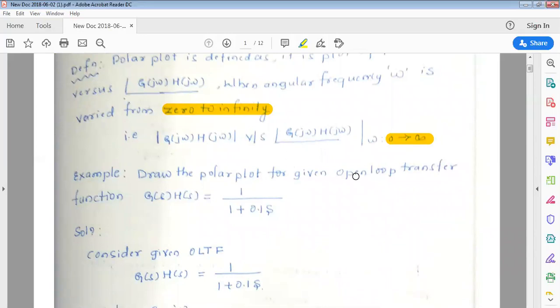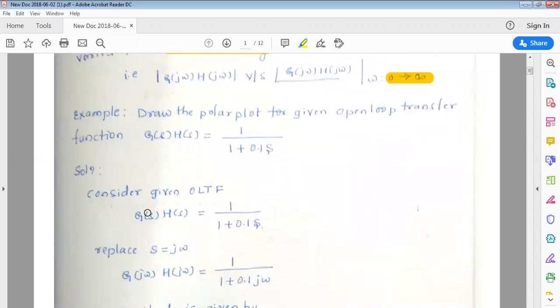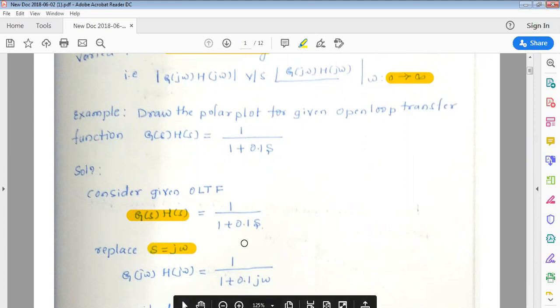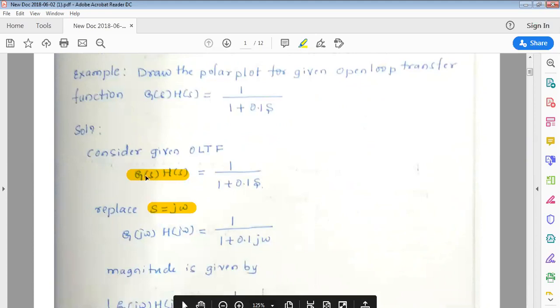Draw the polar plot for a given open loop transfer function G(s)H(s) equal to 1 by 1 plus 0.1s. In the first step of the polar plot, replace s by j omega. This is very important. Replacing s by j omega results in the frequency domain form. So G(j omega)H(j omega) is equal to 1 by 1 plus 0.1 j omega.